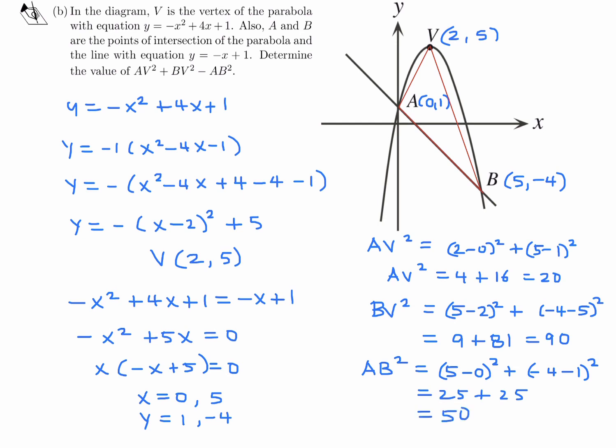So finally, if we were to evaluate this expression, AV squared is 20, BV squared is 90, and then minus AB squared, which is 50. So that's 110 minus 50, which is 60. So 60 is your answer.